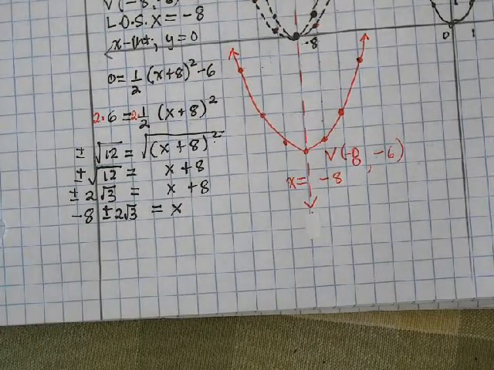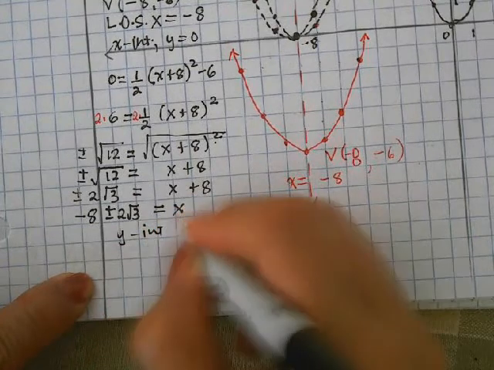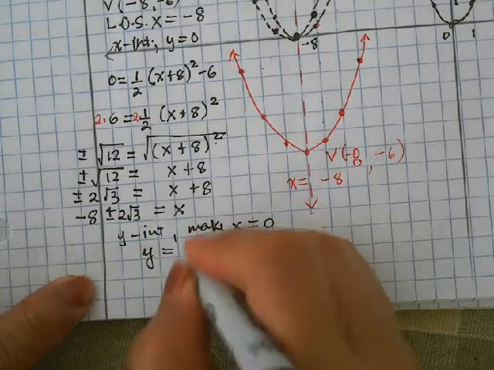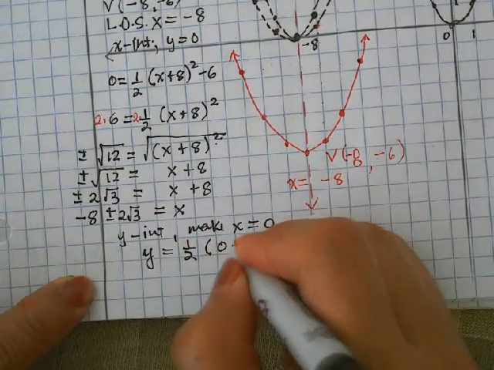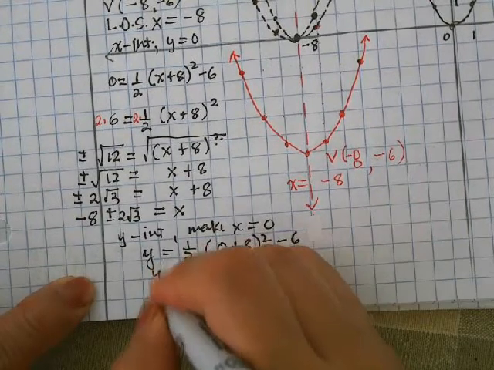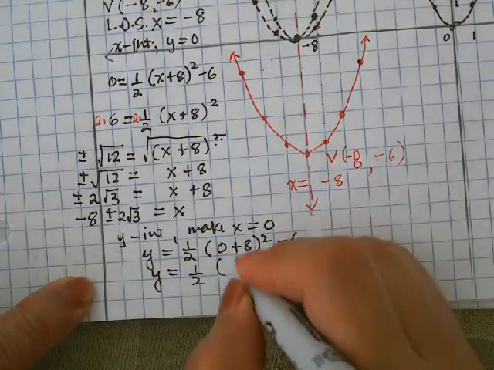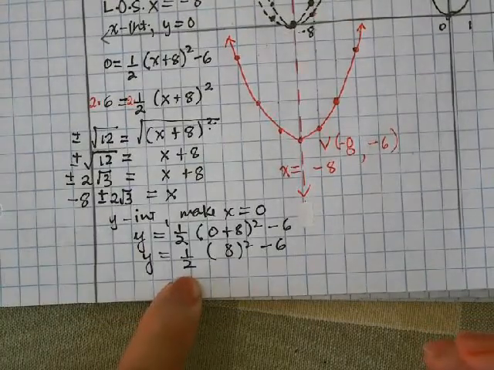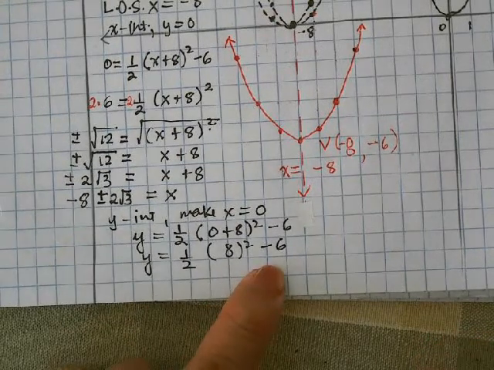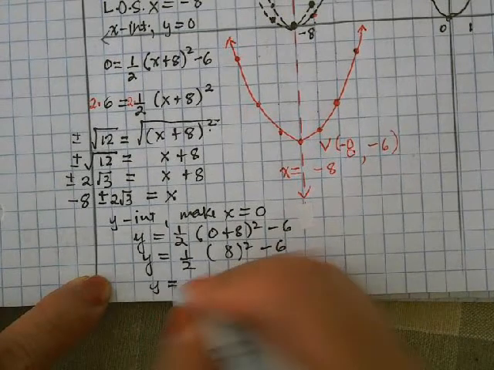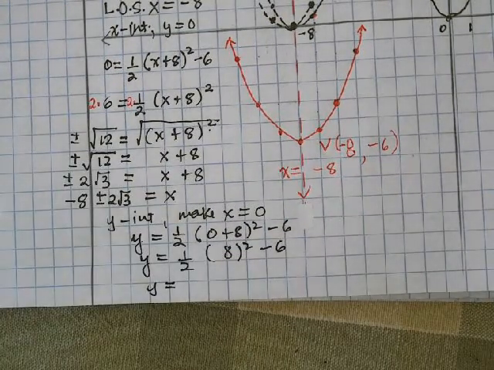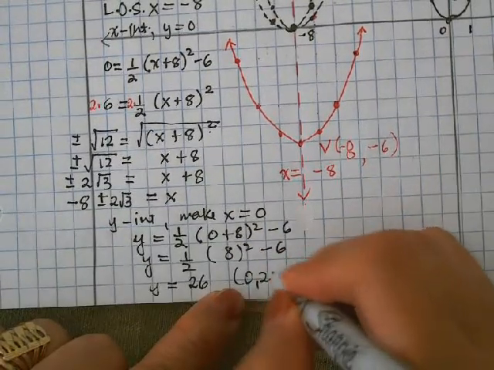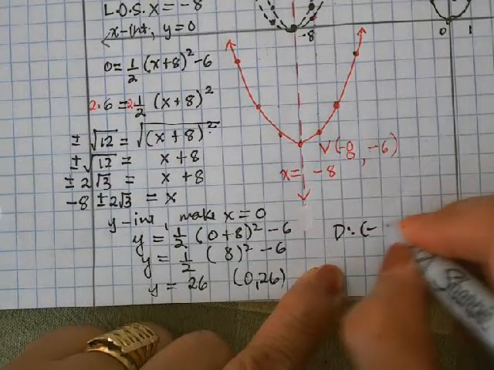Y-intercept, we make x 0. We have to calculate again. Y is 1/2 (0 plus 8) squared minus 6. So 1/2 times 8 squared minus 6. 8 squared is 64. Divided by 2 is 32. Minus 6. So y equals 32 minus 6. 32 minus 6 is 26. Okay, so the point is 0, 26.